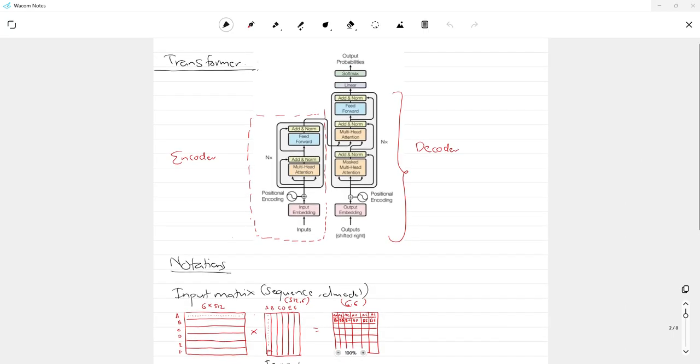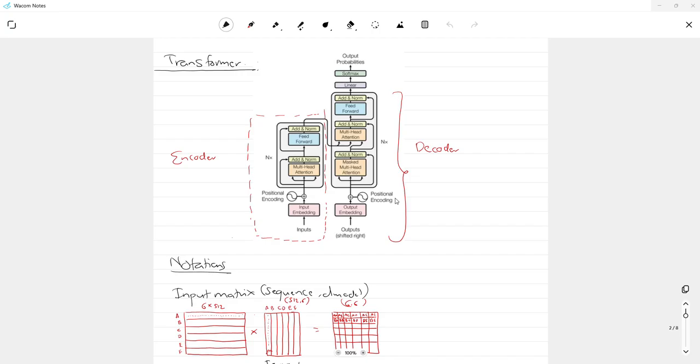But in 2017, everything changed. Researchers threw out the old playbook and introduced a revolutionary idea, that is, the transformer architecture. And the core principle behind it, the paper, Attention Is All You Need.